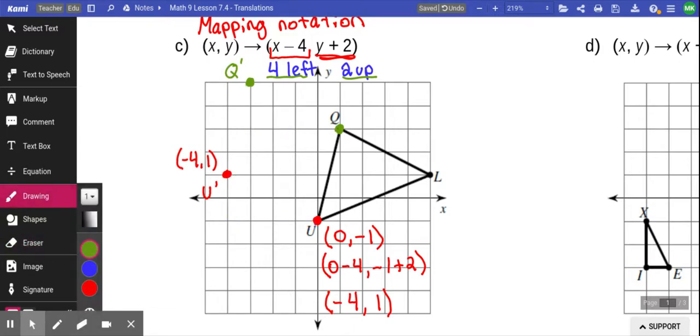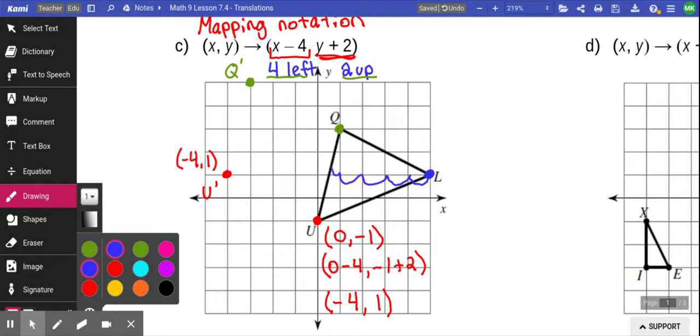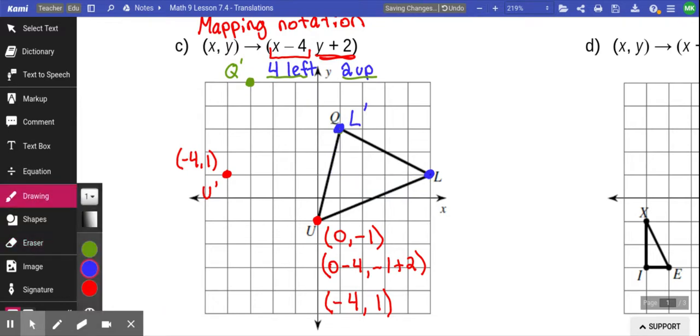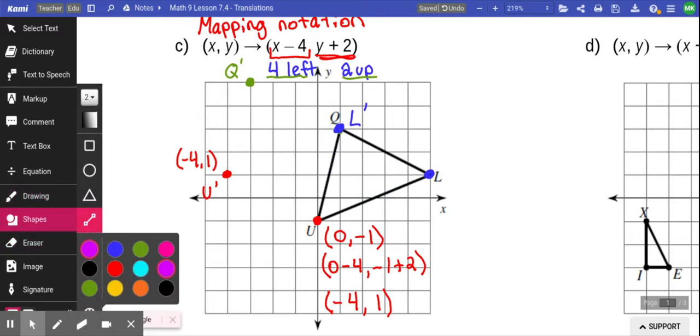I'm now going to do the same thing with L over here. So I'm going to take point L. I'm going to go 4 to the left, 1, 2, 3, 4, and then 2 up, 1, 2. And it happens to be exactly on point Q, and that's okay. And then I connect the dots. So if I go from Q to U, L to U, Q to L. I have now taken my shape and I've moved it 4 to the left and 2 up. Or what I've done is this mapping notation right here of x values minus 4, y values plus 2.